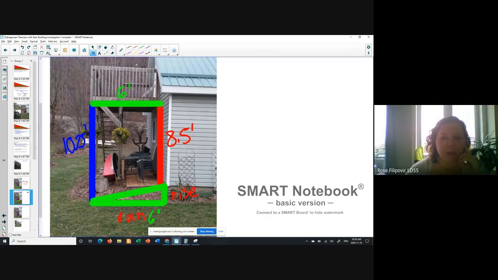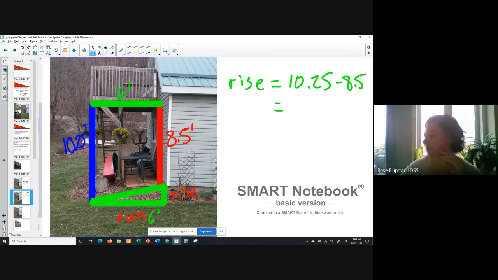Right? And we needed to figure out what the rise was. So this is the difference between where the bottom of the shop is and where the bottom of the stairs would be. We just need to take the difference here. So my tallest measurement is 10.25, and I'd subtract my 8.5 from it. So it's actually almost 2 feet difference.